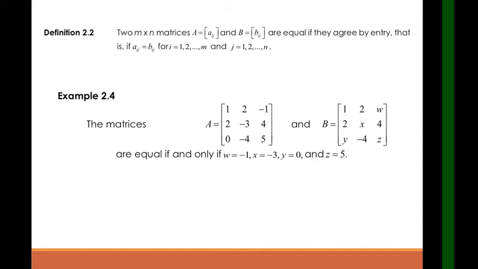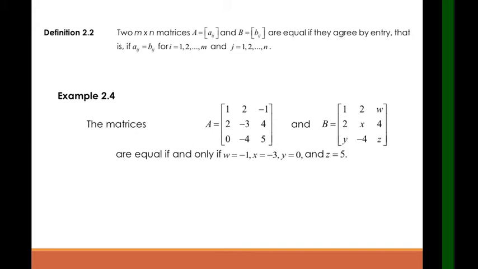Two m by n matrices A = [a_ij] and B = [b_ij] are equal if they agree entry by entry, that is, if a_ij = b_ij for i = 1, 2, ..., m and j = 1, 2, ..., n. So when they agree in every entry, they are equal.